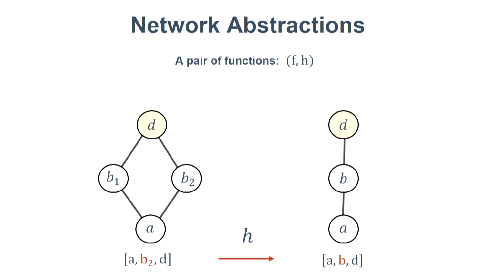So for example, in this latter case, route announcements are often defined by paths through a series of nodes. In the concrete network, that would be a path of concrete nodes, such as the path A, B2, D. In the abstract network, we don't have the concrete node B2, so we need to define that path as A, B, D. So this function h maps between those two different kinds of paths.